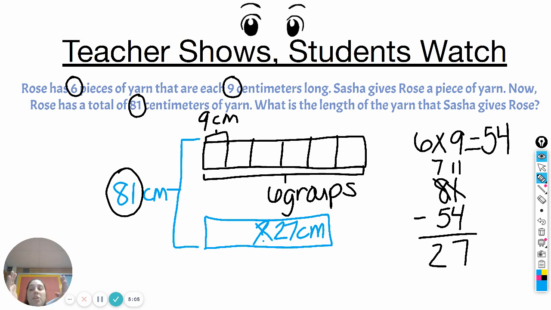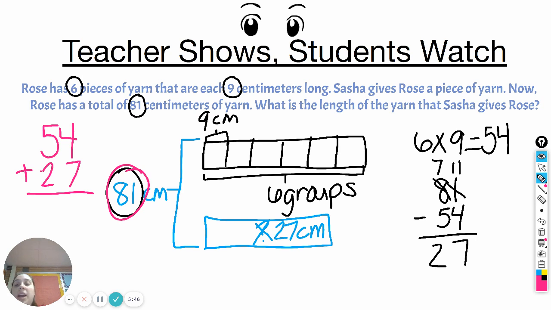Because we knew how much she had total, and we had to take away the yarn we knew she already had to figure out what was left, and what was left would be the yarn that was given to her. The way we can check if this makes sense is, we said if we add these two together, it should equal 81, right? So if we take the 54 that she has, the 6 groups of 9, plus the 27 that we're saying Sasha gave her, that should equal the 81 that we know she ends with total.